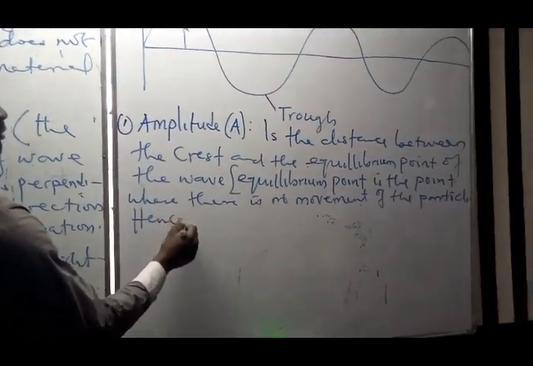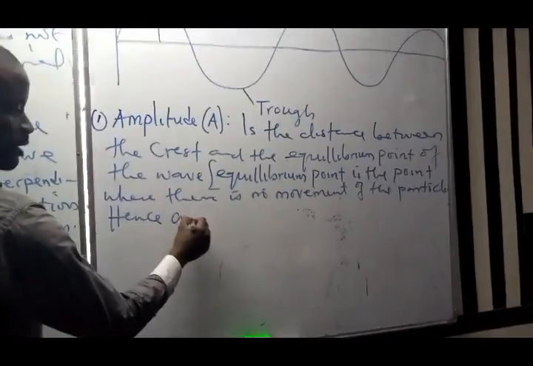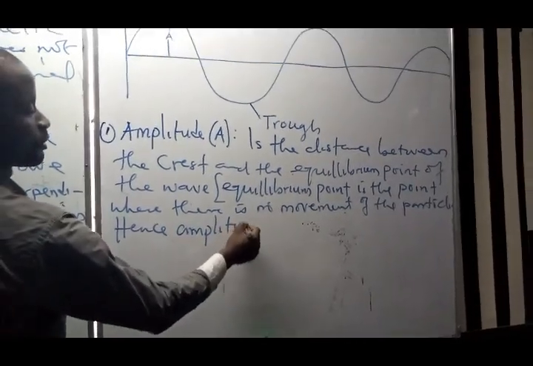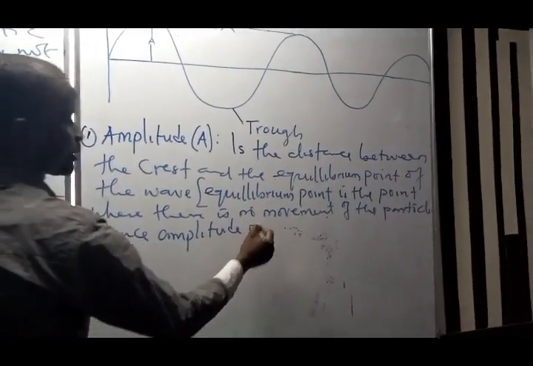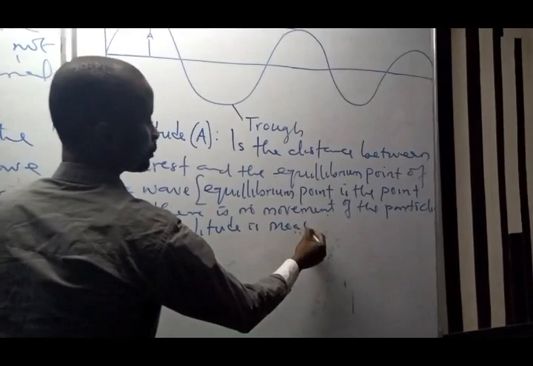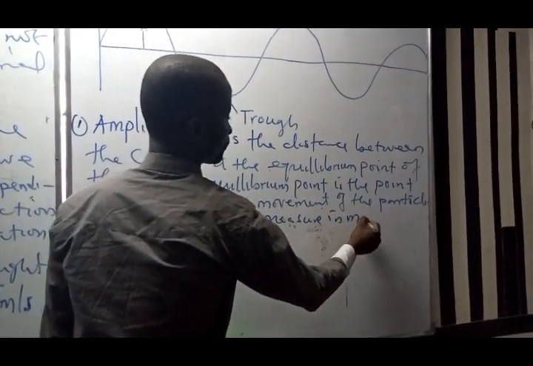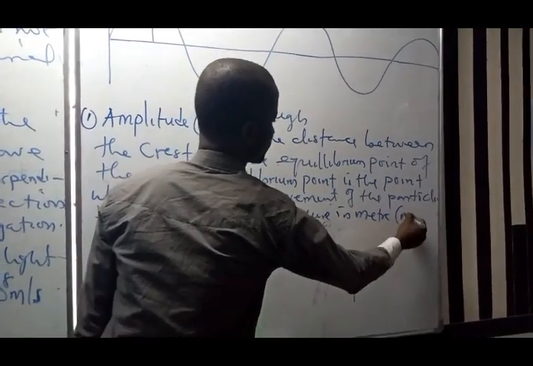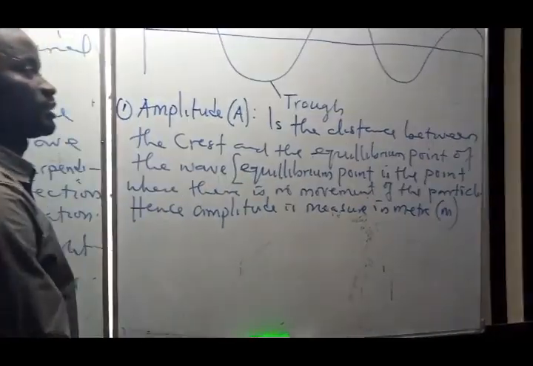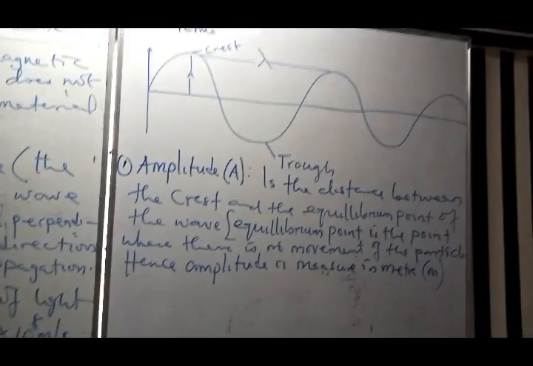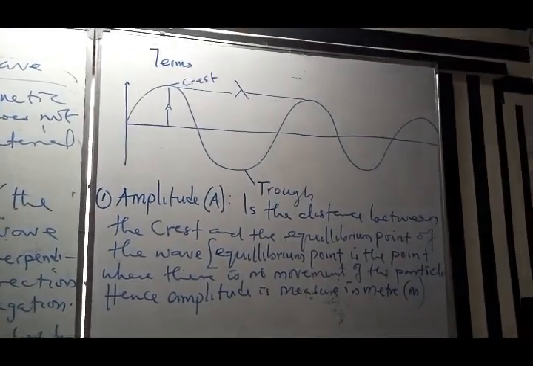Hence, amplitude is measured in meter. That is m. That's the SI unit because it's distance, and the unit of distance is what? The meter. That's the first one.